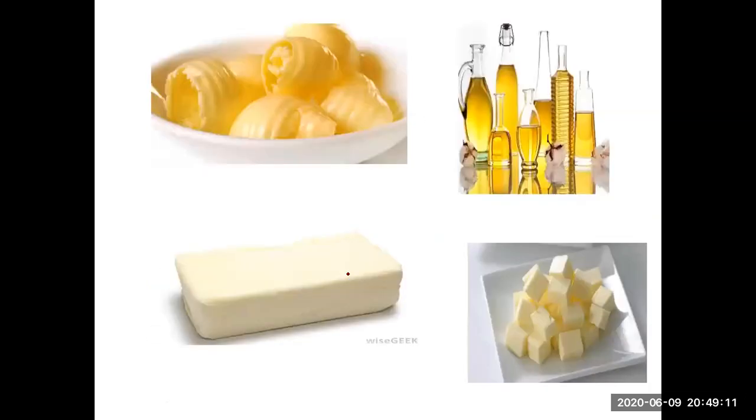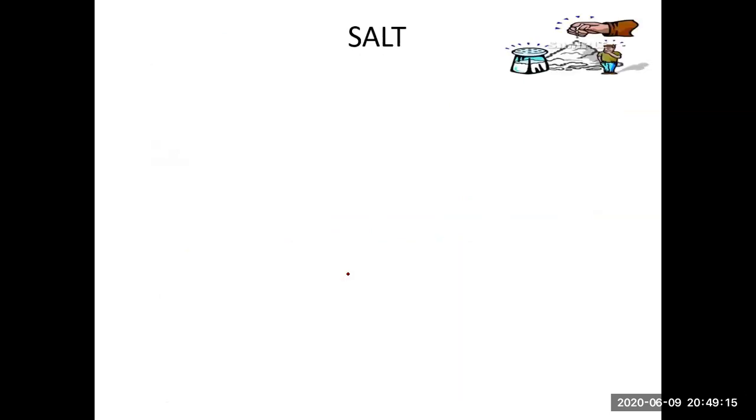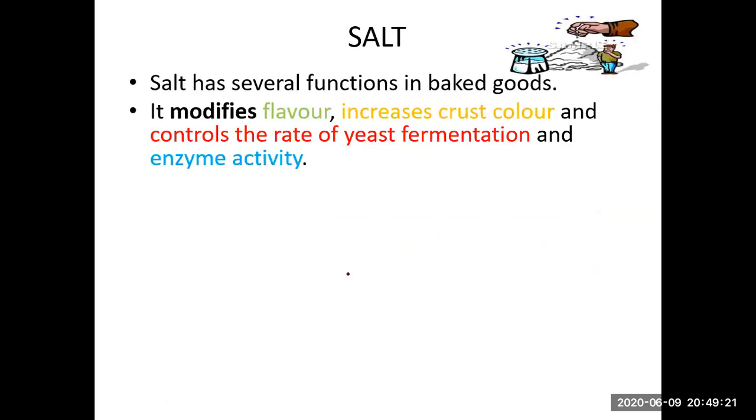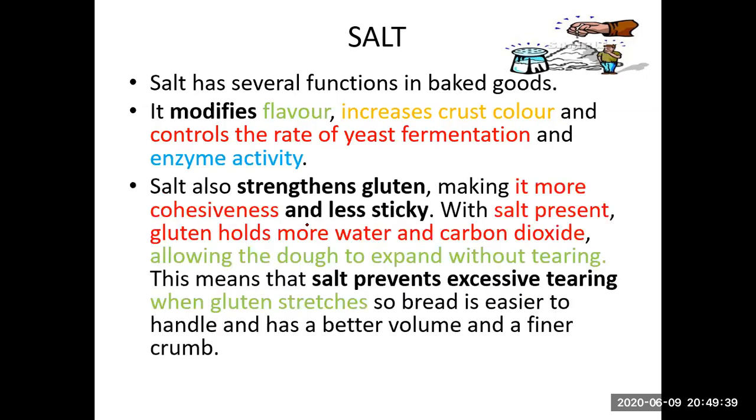So that is our function of eggs and fat. Then our third ingredient is salt, and salt actually has several functions in baked goods. First of all, it modifies flavor, increases color, and controls the rate of yeast fermentation. As we know, if we use more salt, then yeast activity will be less, and if you use less salt, then yeast works more.